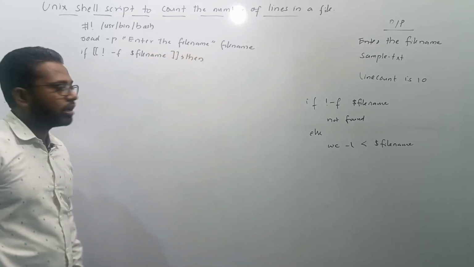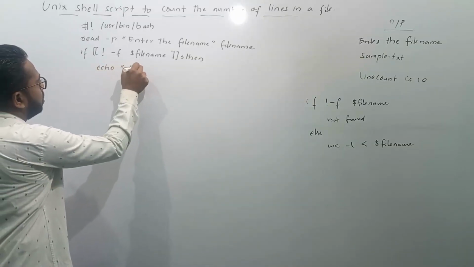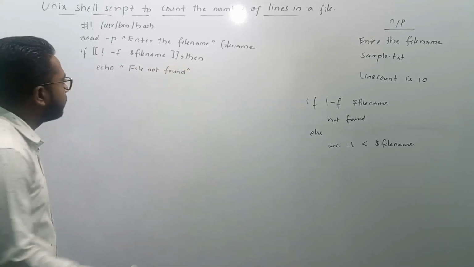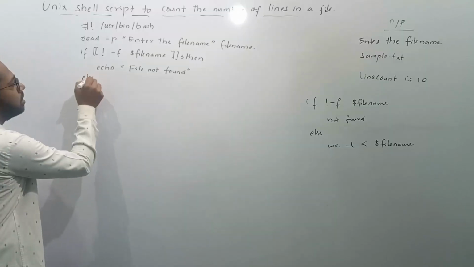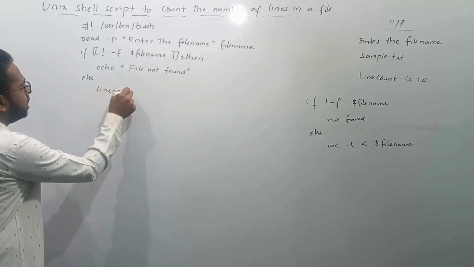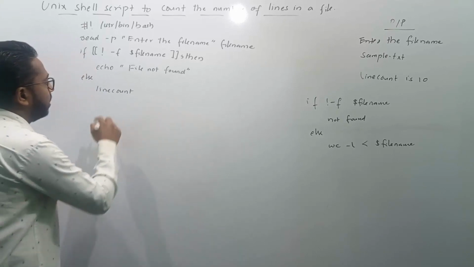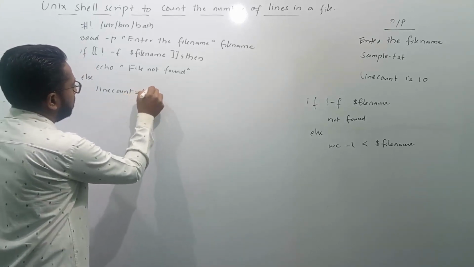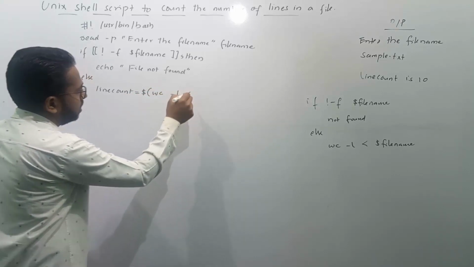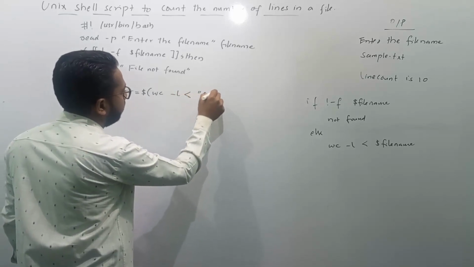then I will display echo "file not found". Else I will use a variable line_count, which will store the count of total lines present in that file, equals $(wc -l < $filename).